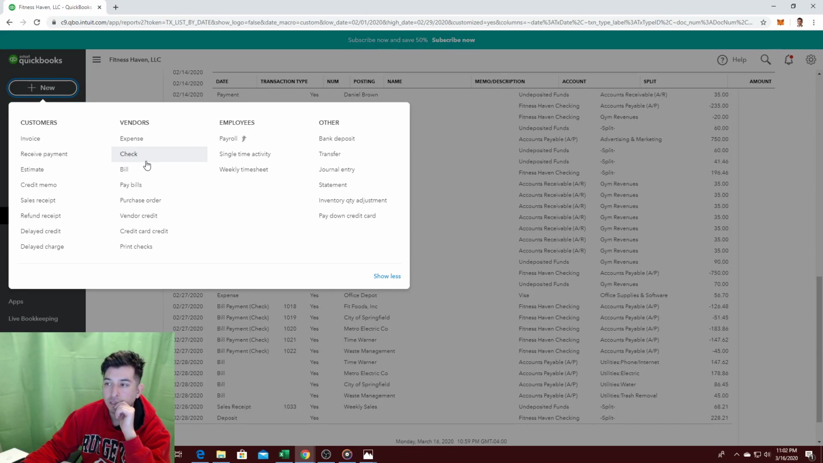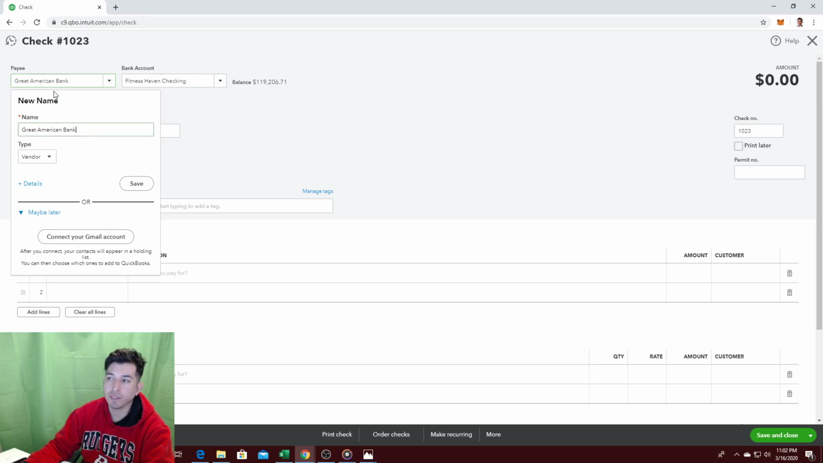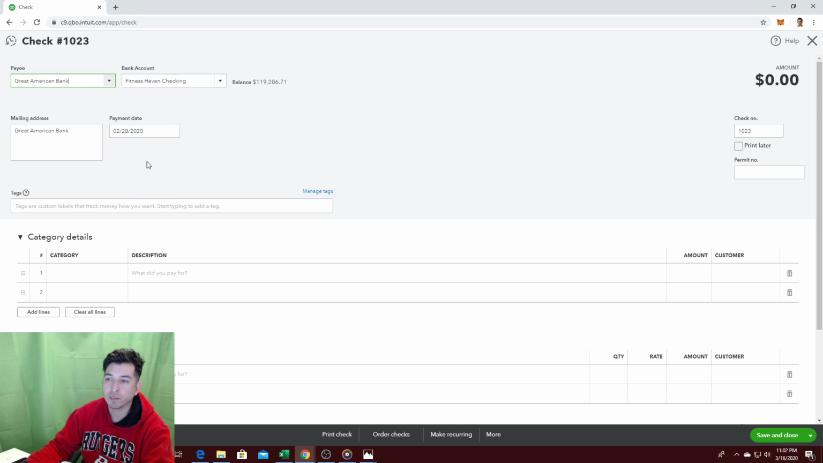So check to Great American Bank. Let's add that. Save. That's going to have to be put in as 2-1. It should be check number 1010. But there might be something over there at this point.